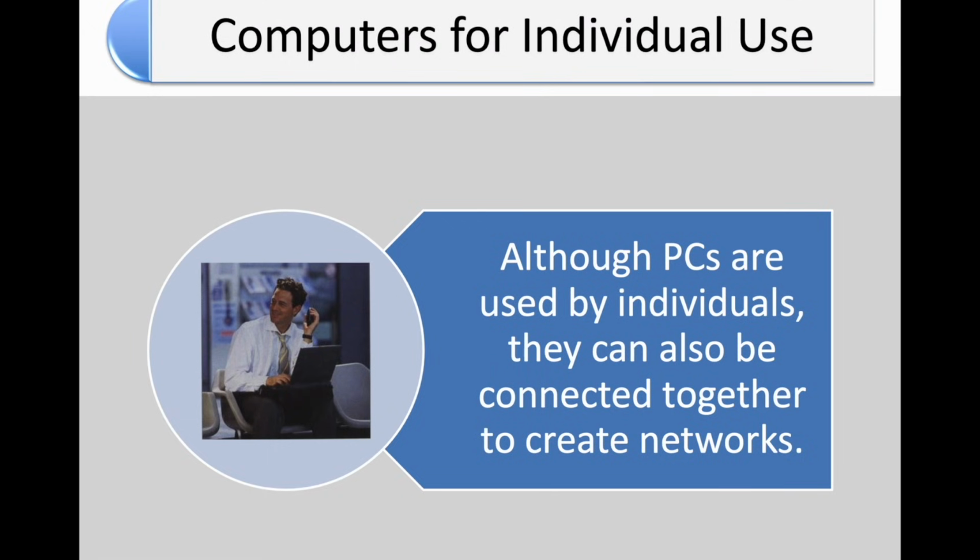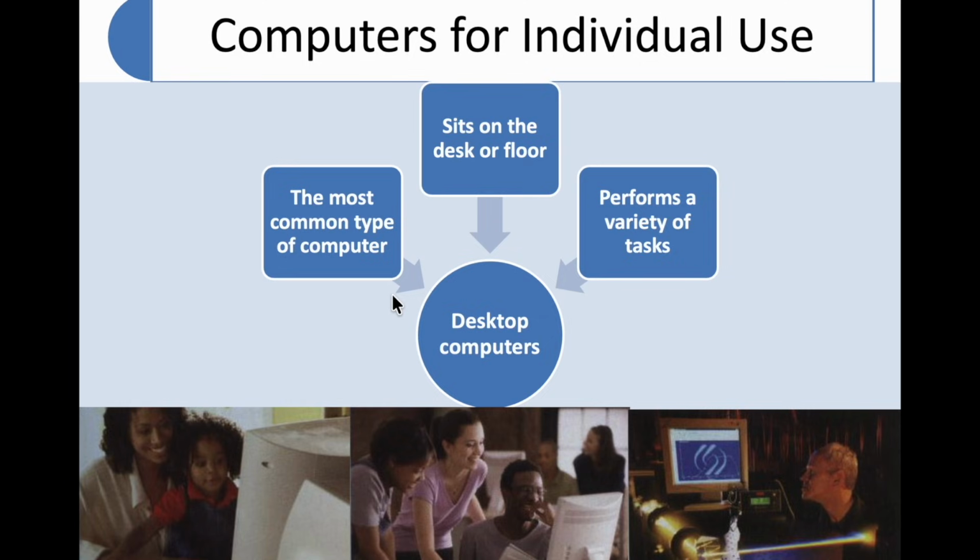Similarly, although PCs are used by individuals, they can also be connected together to create networks. While using the same computers, different people can be connected together through different networks. Using any topology, different computers can be connected whether they are in the same building, out of the campus, within different cities, within the country, or worldwide. So different computers can be connected together to form a network. The very first type, we know, is the desktop computer.